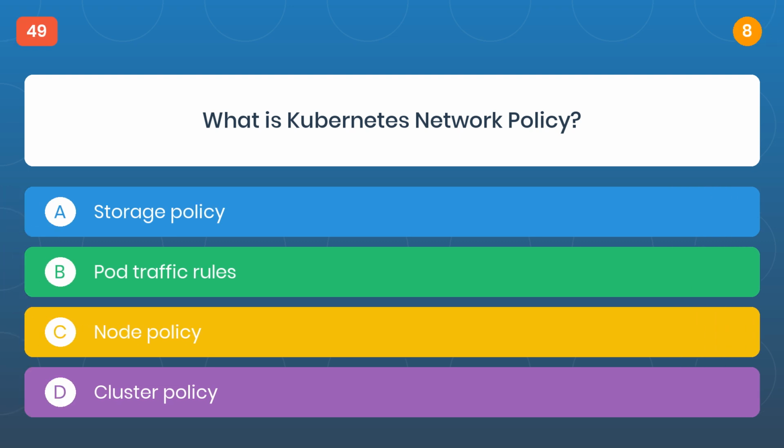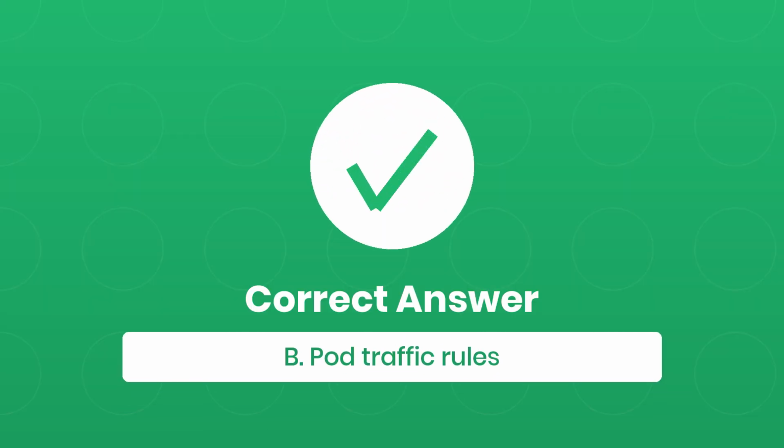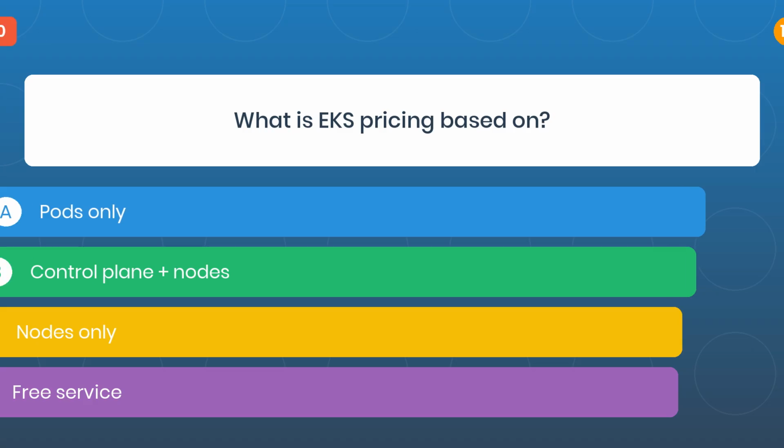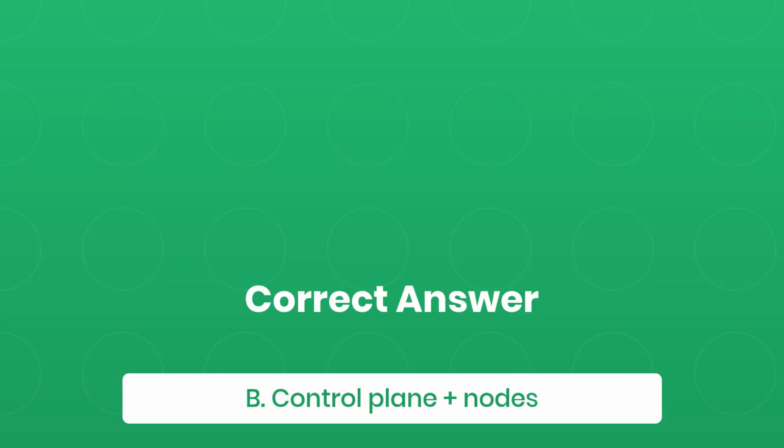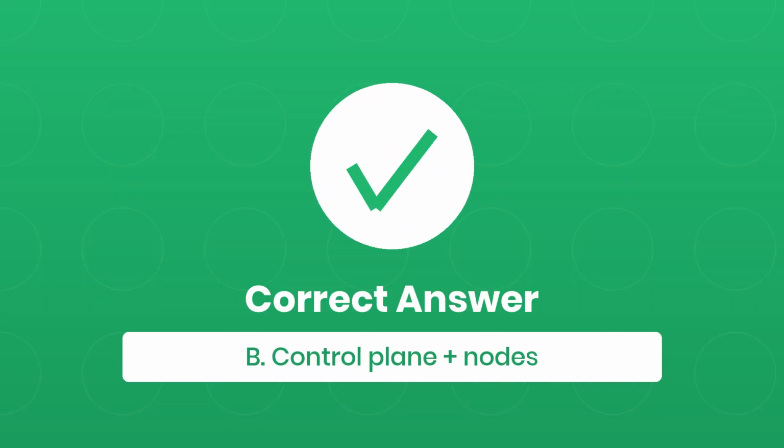Question 49. What is Kubernetes Network Policy? The correct answer is B, Pod Traffic Rules. Question 50. What is EKS pricing based on? The correct answer is B, Control Plane plus Nodes.